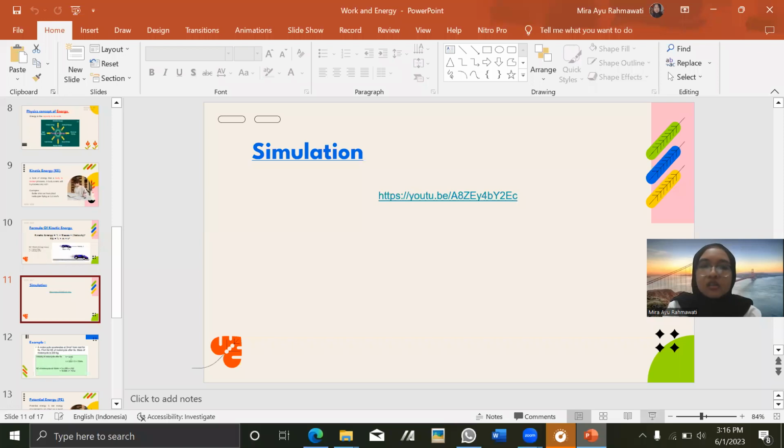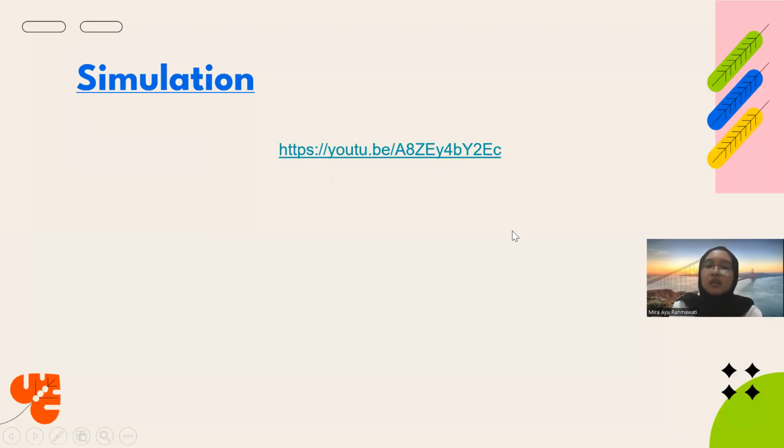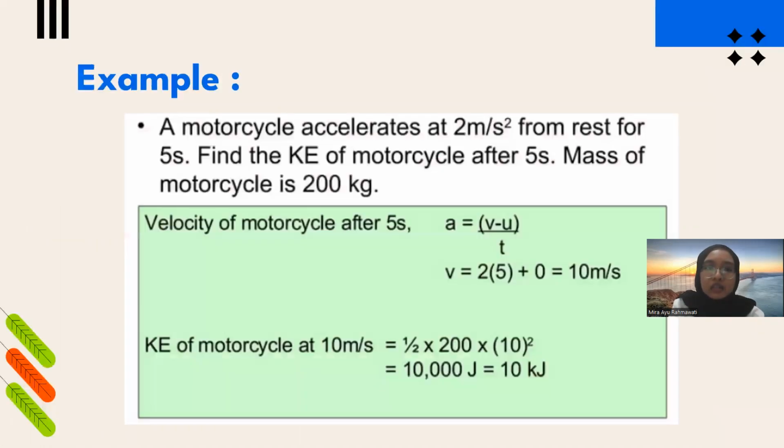Okay, guys, that's about the simulation of kinetic energy. And next, example about kinetic energy. A motorcycle accelerates at 2 meter per second square from rest for 5 seconds. Find the kinetic energy of the motorcycle after 5 seconds.